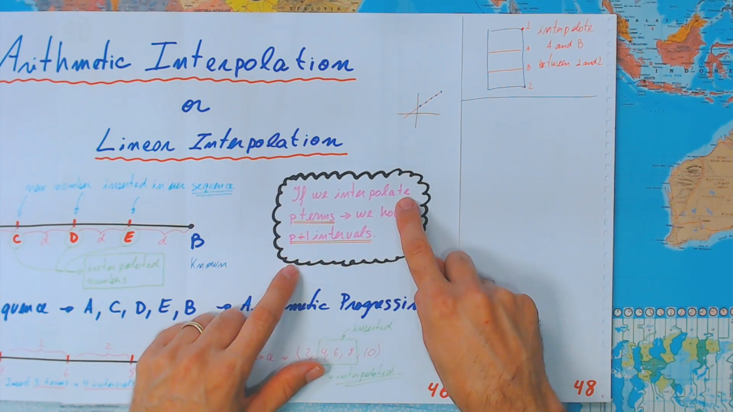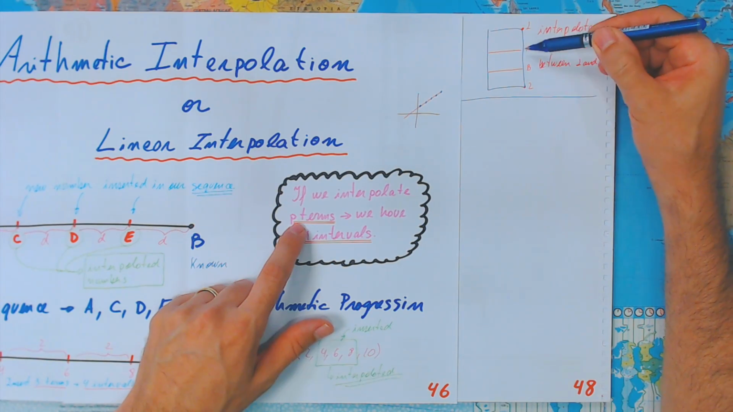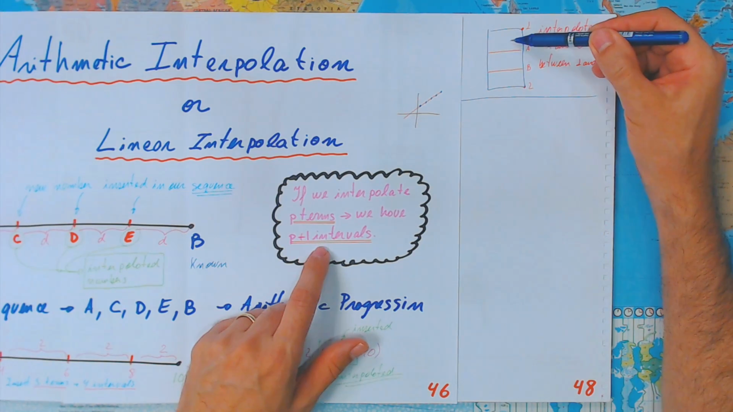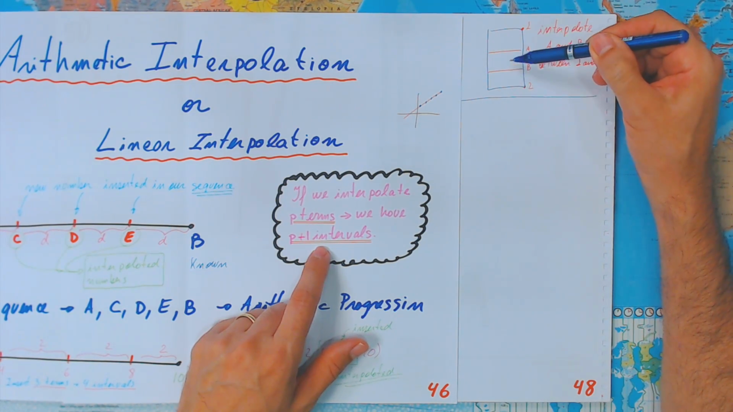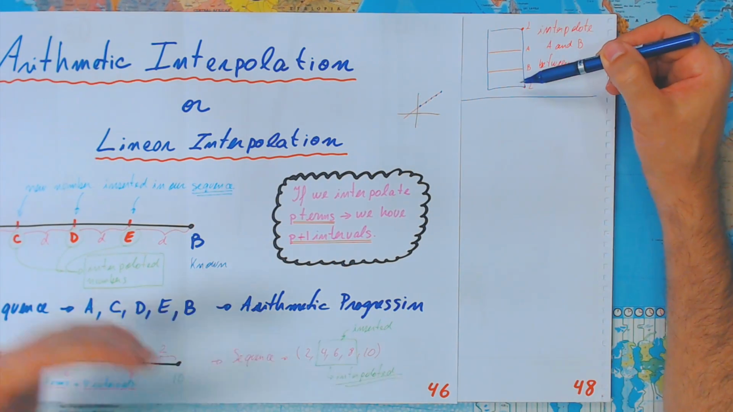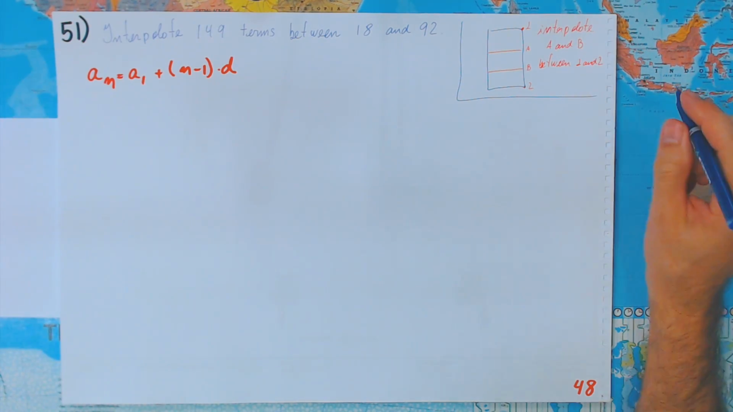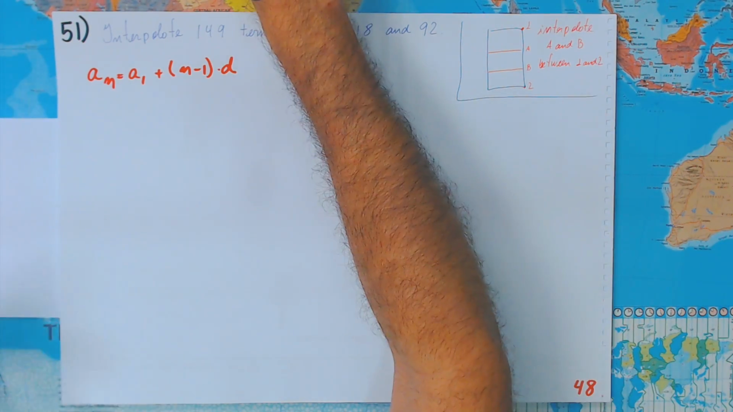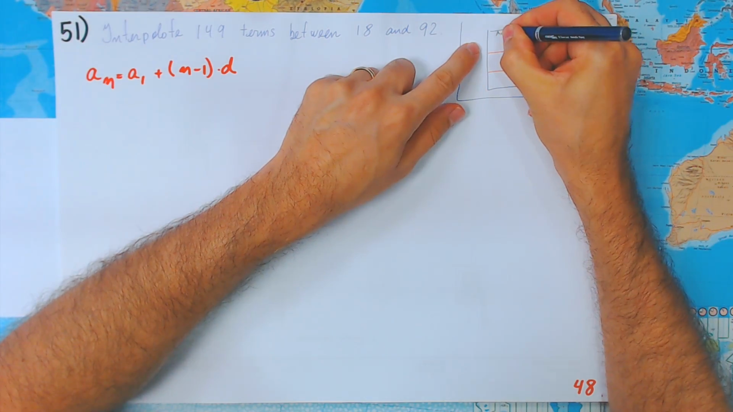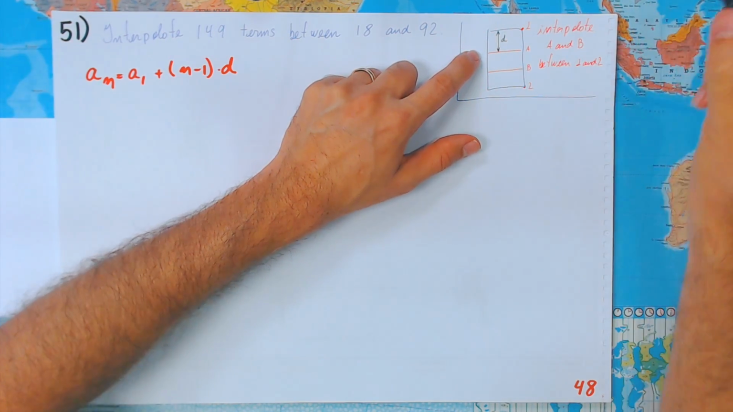When we interpolate p terms, in this case we are interpolating 2 terms, a and b, we are going to have p plus 1 intervals. So if we interpolate 2 terms, we are going to have 3 intervals. Why is it so important to know the number of intervals? Because it is the number of intervals that we use to know what d is. This is going to be d, our common difference, remember?